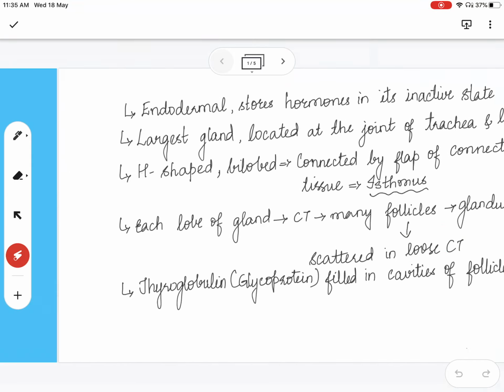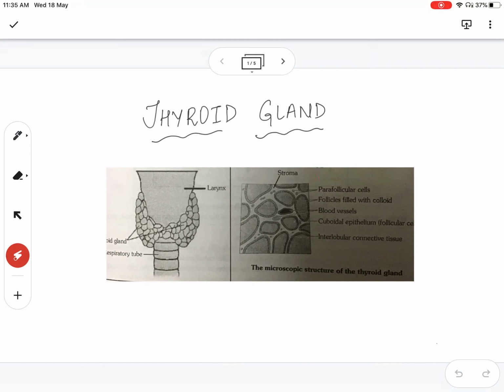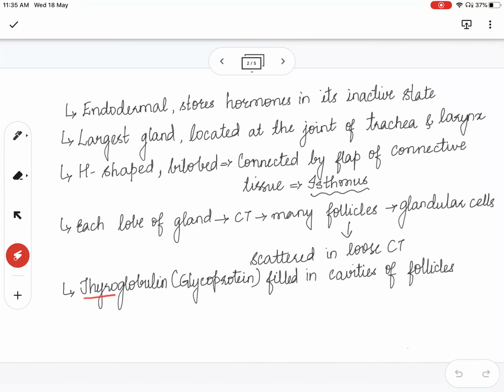Okay, now if you can see, this is the histological diagram of the thyroid gland. You come across follicles over here. These are the follicles. Here is the loose connective tissue. Along with that, you come across certain tiny cells which I'm showing. These are called parafollicular cells. Okay, now these particular follicles are filled with a sort of colloidal substance which is glycoprotein in nature, and if you can see, they have mentioned also follicles filled with colloid. So the name of the colloid is thyroglobulin. If you can see, I've mentioned it is thyroglobulin. They are filled in the cavities of the follicles.